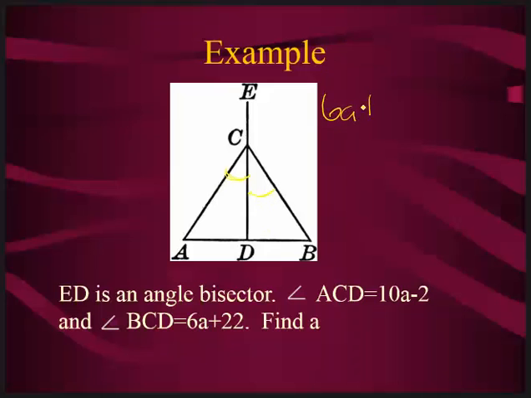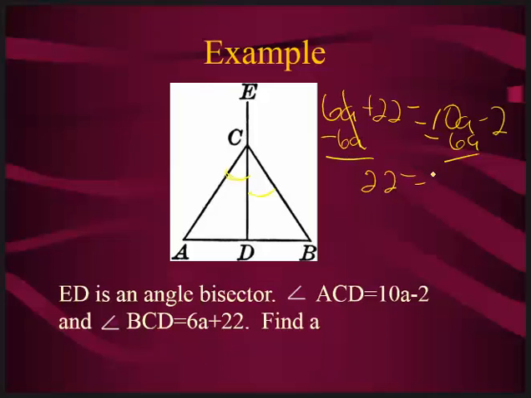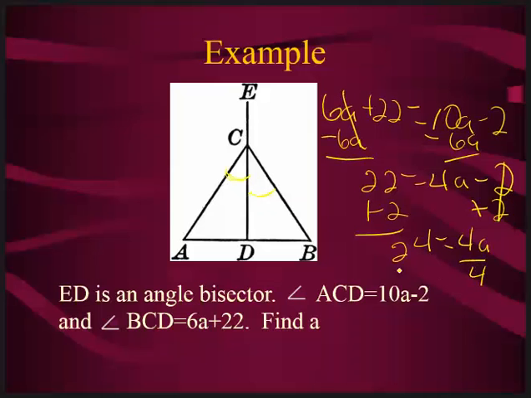6A plus 22 equals 10A minus 2. Now it's just an algebra problem. I move my A's to the same side, cancel here, bring down the 22. I get 4A. Now I've got to move the 2. I don't want everything on the same side. That would make it set equal to 0. We don't want to do that. Those cancel, and then if I divide by 4, I get A equals 6.